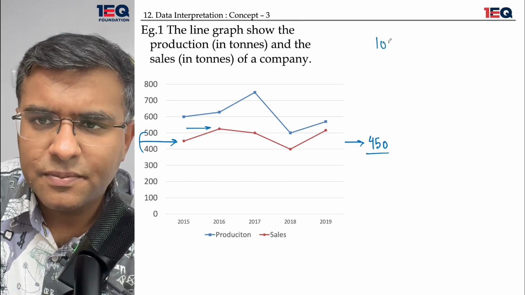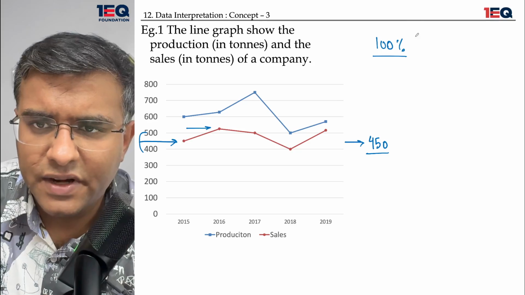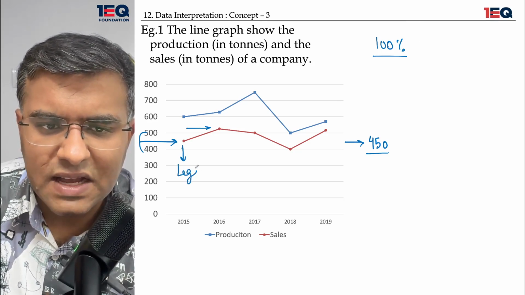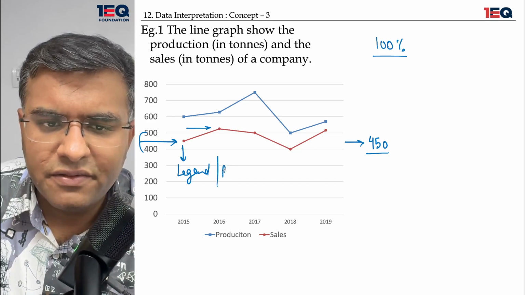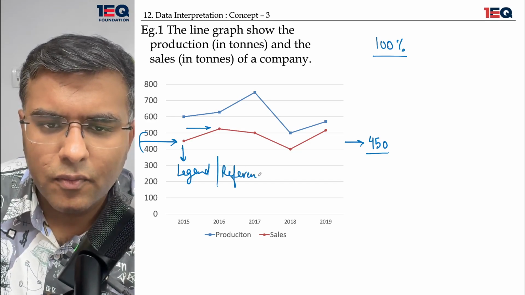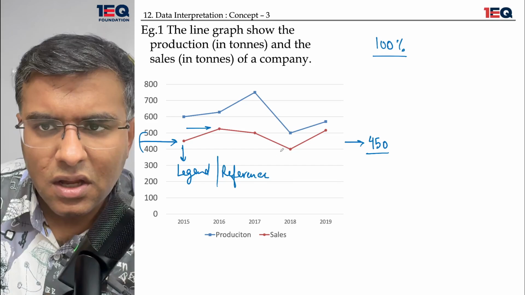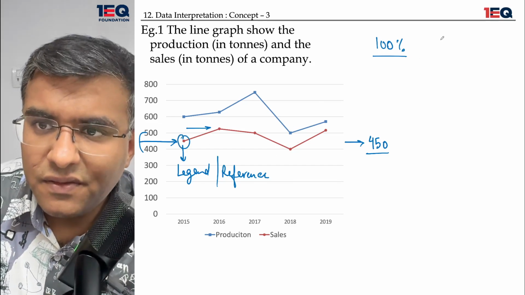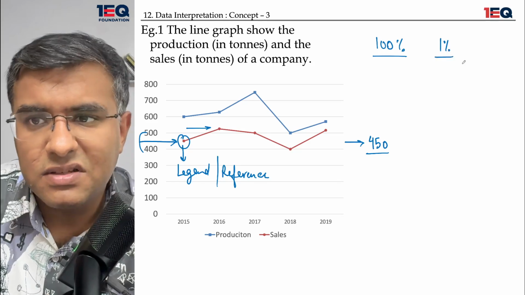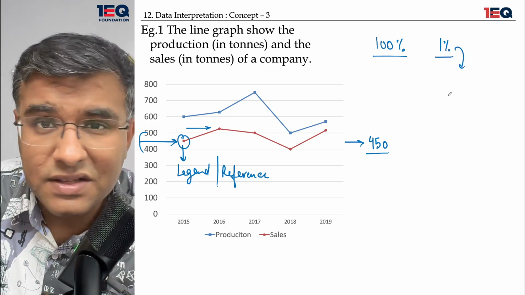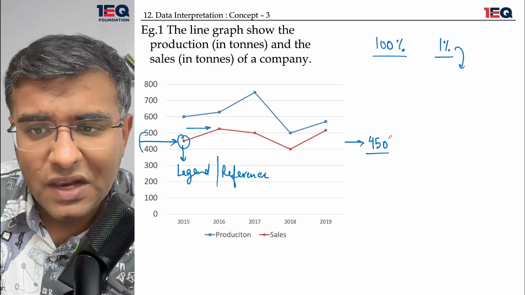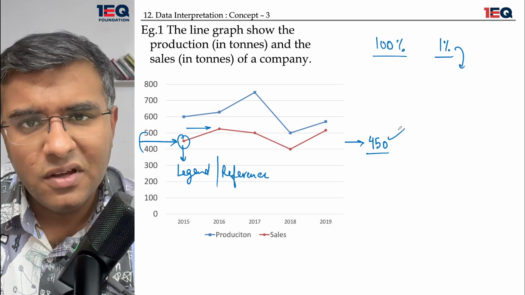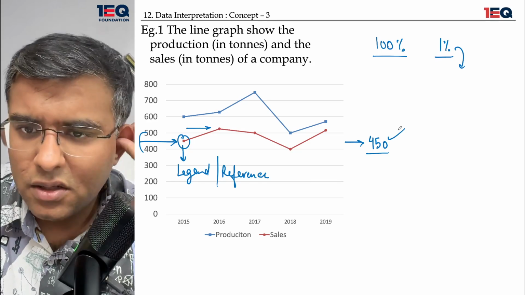100% of the times, it always has a legend or a reference as to what this dot means. But in the 1% case where the dot's position is not mentioned, you will have to assume it to be 450.